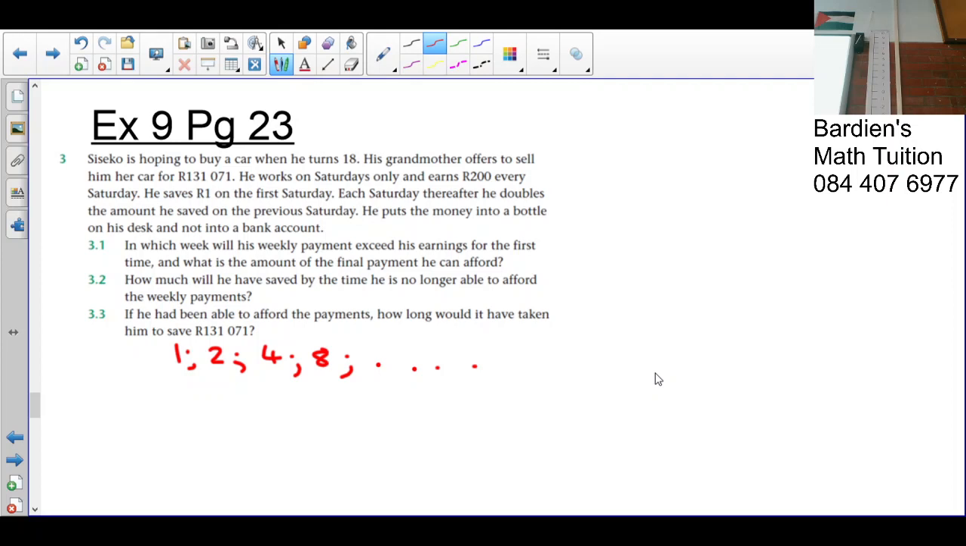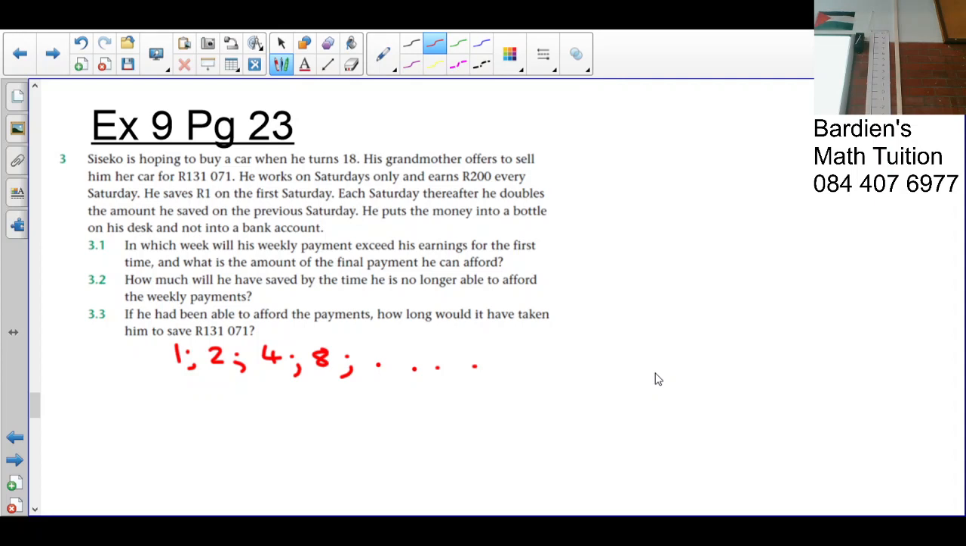So in 3.1, in which week will his weekly payment exceed? What does exceed mean? Way more than. In which week does his weekly payment exceed his earnings for the first time? And what will the amount of the final payment he can afford be? So in other words, I need to form a general term.